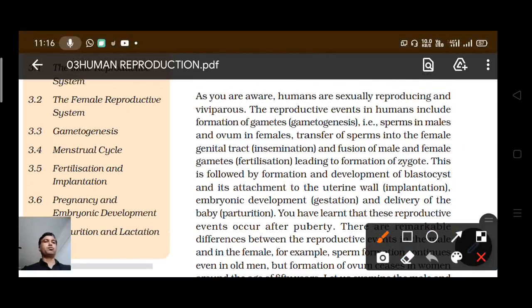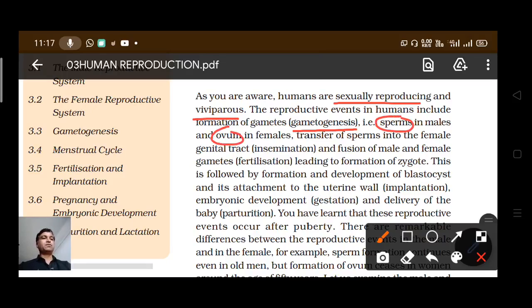As you are aware, humans are sexually reproducing and viviparous. So here human beings are sexually reproducing and they are viviparous. The events of sexual reproduction include, first, the formation of gametes, that is gametogenesis, sperm in the male and ovum in the female. The sperm is the male gamete and the ovum is the female gamete.